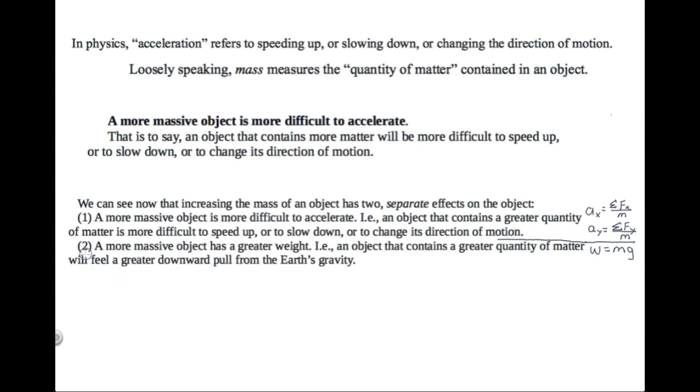And, separately, effect number two, a more massive object has a greater weight. That is, an object that contains a greater quantity of matter will feel a greater downward pull from the Earth's gravity. Because of these two separate effects, mass is a difficult and subtle concept. I believe that historically, an imperfect understanding of these two effects of the mass, and a failure to carefully distinguish between mass and weight, was one of the most significant barriers to the development of the science of physics.